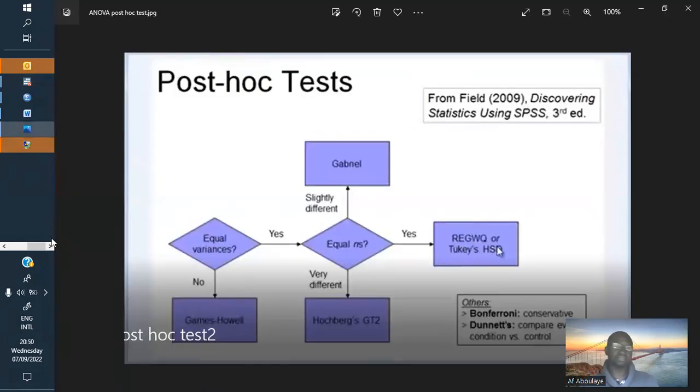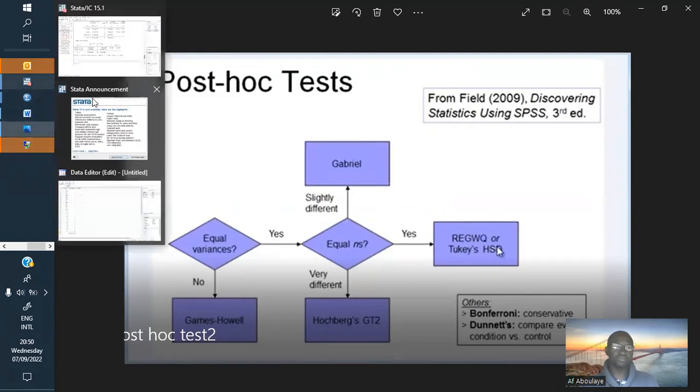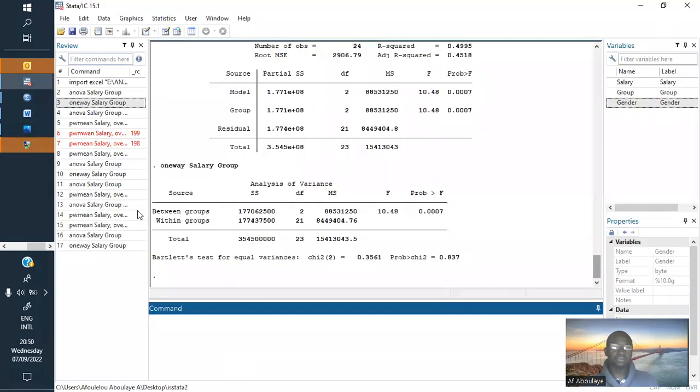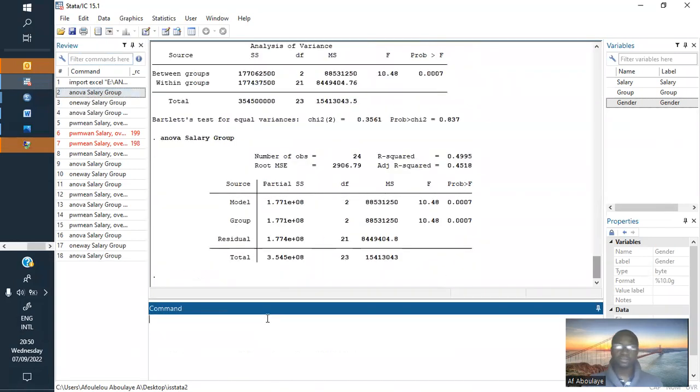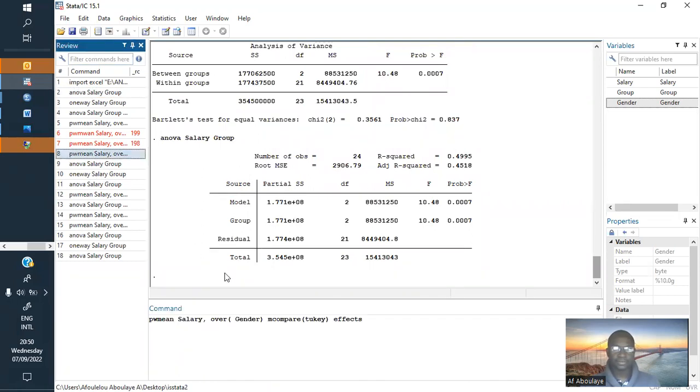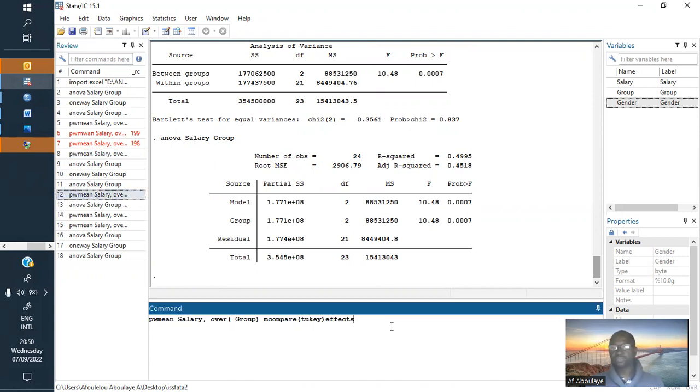Then let's go now and perform that test. I want to start this ANOVA, wait, okay, and now I can do my test. How is the Tukey test or post test done?